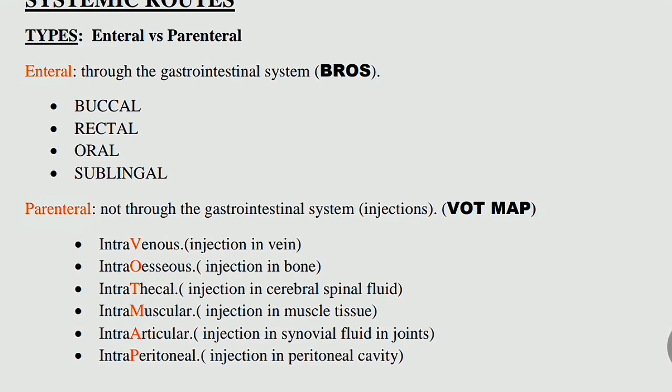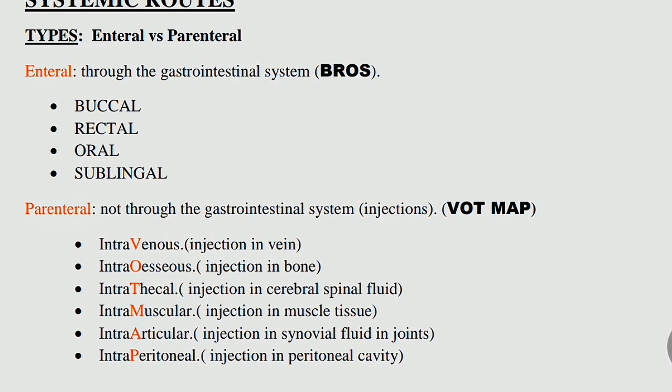Usually they are injections. So if you want to remember these ones, please keep note of these mnemonics, because these mnemonics could save your life. Yeah, so the parenteral routes, think of this mnemonic VOTMAP. So VOTMAP, just know they'll all start or begin with an intra. So we're saying the V is for intravenous, the O is for intraosseous, the T is for intrathecal, then we have intramuscular, intraarticular, and intraperitoneal.